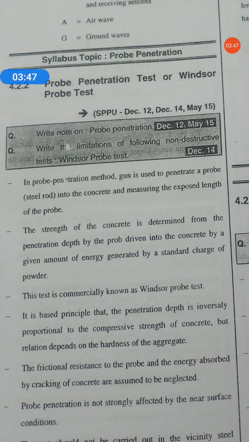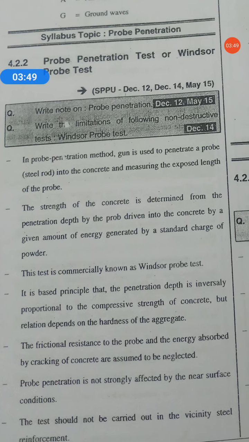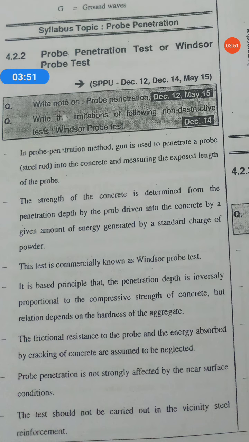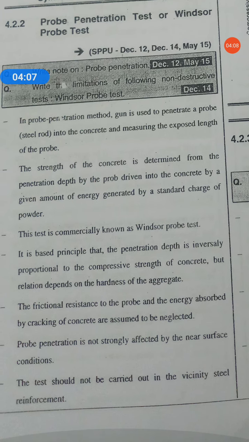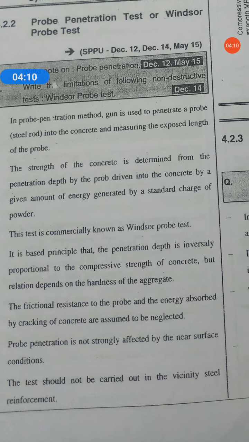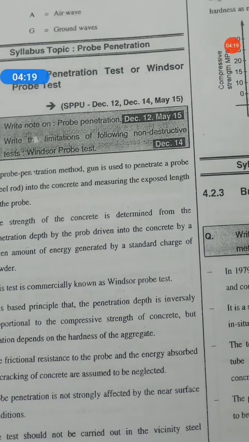The frictional resistance to the probe and the energy absorbed by cracking of concrete are assumed to be neglected. These are the limitations of this test. Probe penetration is not strongly affected by the near surface condition. These are some limitations and assumptions too. The test should not be carried out in the vicinity of steel reinforcement.